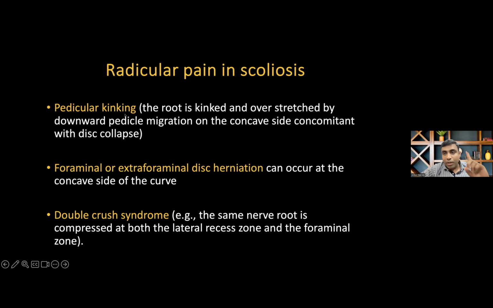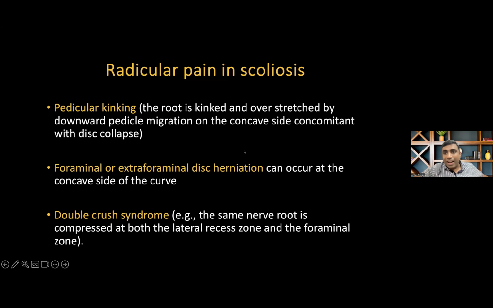So that is one phenomenon which happens in degenerative scoliosis, and which will not be visible as a compression on the MRIs. Then foraminal and extraforaminal disc herniations are also very common on the concave side of the curve. And then the double crush syndrome, in which the same nerve root is compressed at both the lateral recess and the foraminal zone.